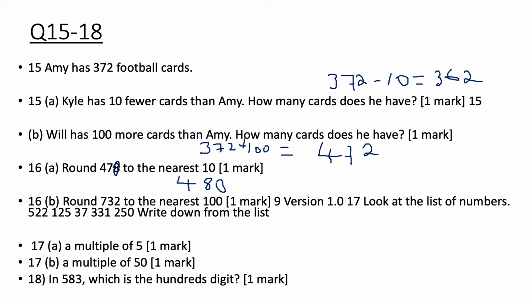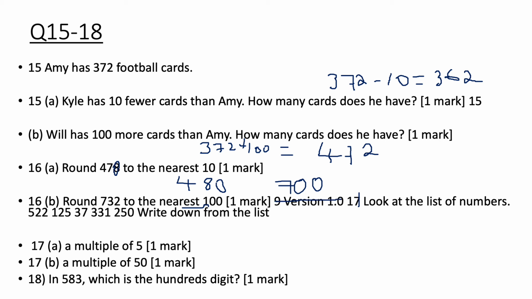Okay, question number 16b, round 732 to the nearest 100. Well, it's going to be 700, because 732 is closer to 700 than it is to 800. When it says nearest 100, guys, it means 100, 200, 300, 400, 500, 600, 700, 800, 900, and so on and so forth.